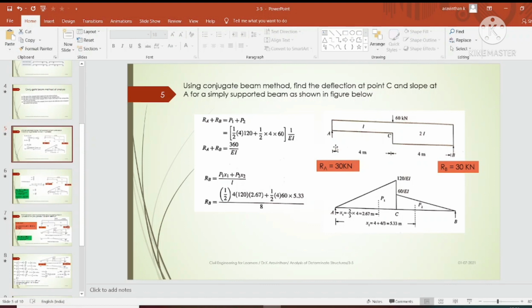In this problem you have a fully supported beam with a point load of 60 kilonewton and a span of 8 meter. From point A to point C, you have the moment of inertia of I, and from C to B, you have a different depth, that is twice the moment of inertia. That property is changed here.